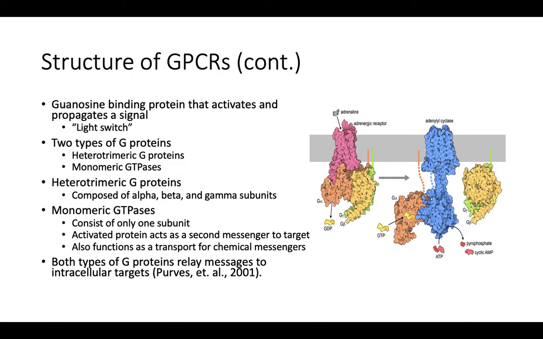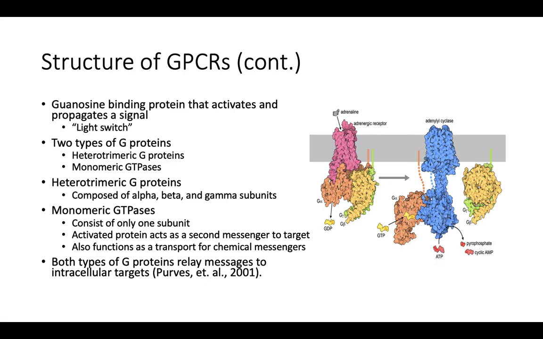All right, and then another important part of the GPCR structure is also the G protein. And G proteins are named after the chemical that they bind to. It's a nucleotide known as guanine, and whenever it's bound with a sugar, it is known as a guanosine. So it's a guanosine protein that activates and propagates a signal. And you can kind of compare it to a light switch that way, because whenever it has a GTP, or guanosine triphosphate, bound to it, it's actually going to turn on like a light switch and activate.